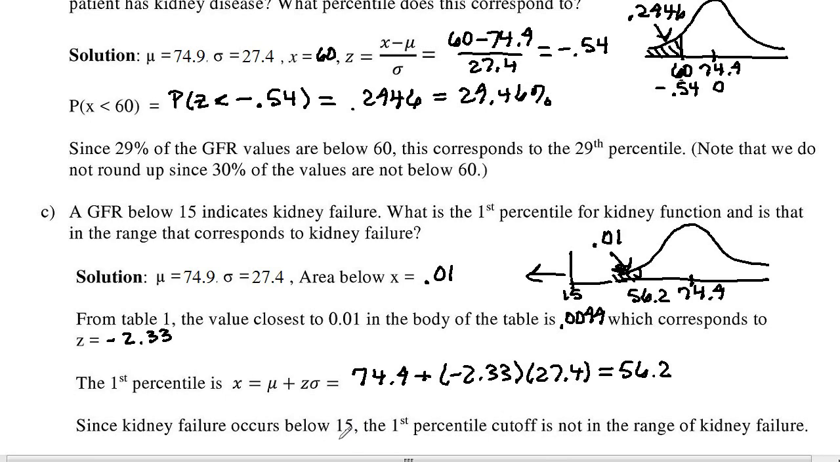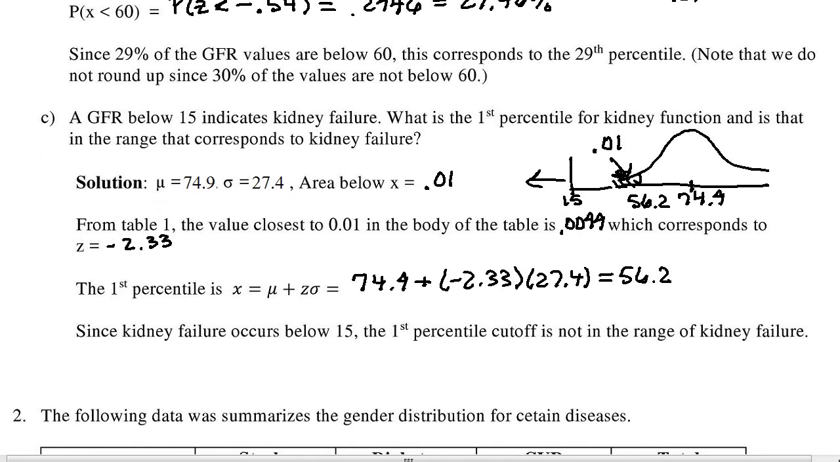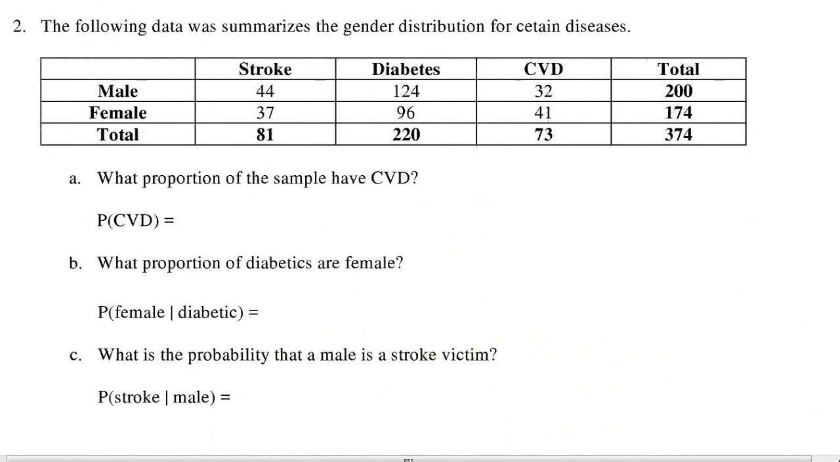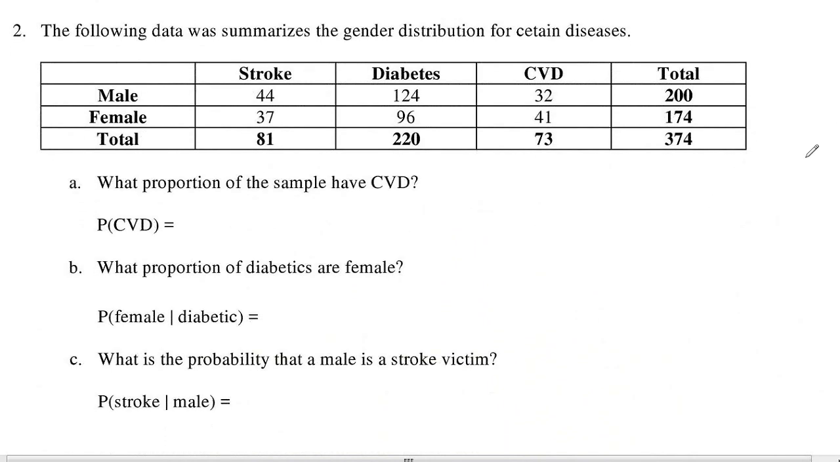So since kidney failure occurs below 15 and the first percentile cutoff is not in that range of below 15, the answer is no. Kidney failure is below the first percentile. So actually, when your GFRs get that low, it's very low in comparison to the rest of the population. So that should help you out on more than one question.